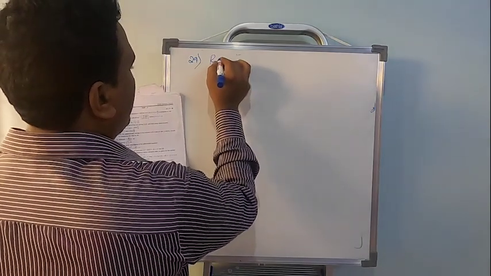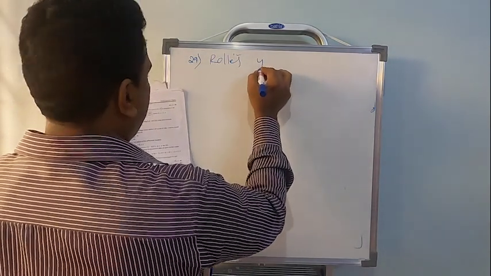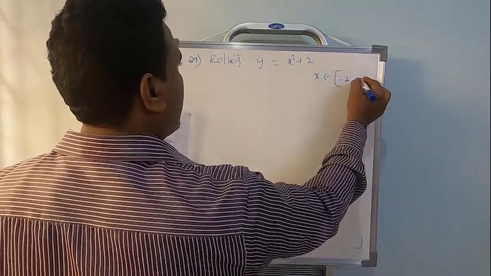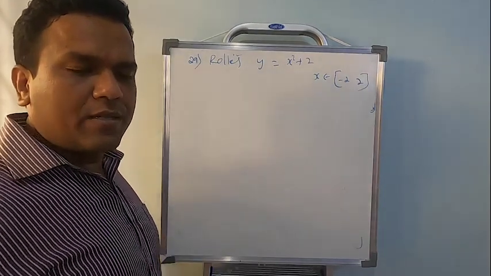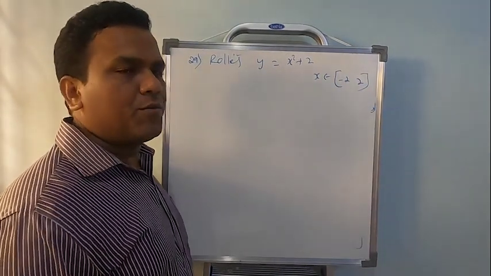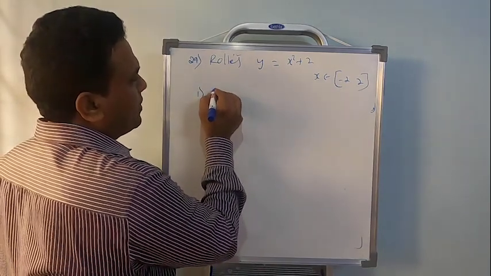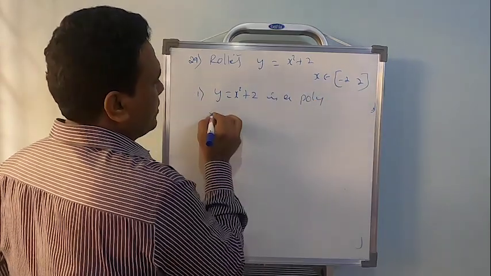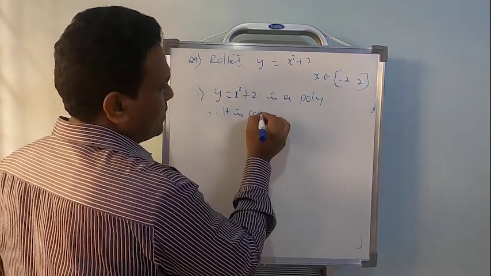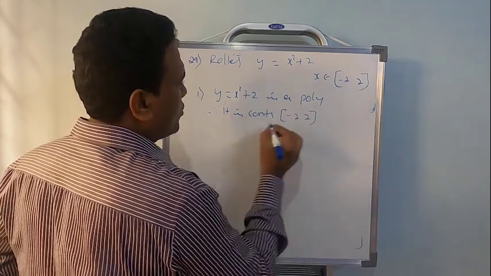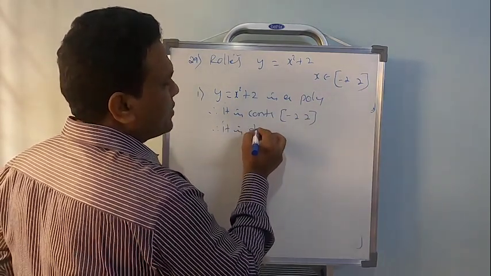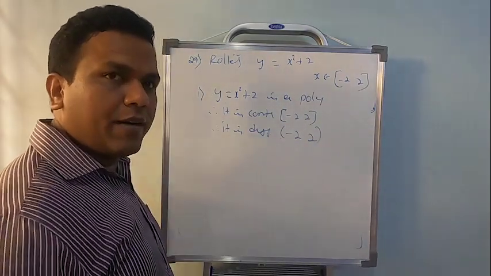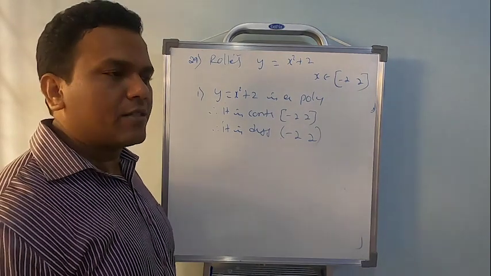Verify Rolle's theorem. You have to verify Rolle's theorem for the function y is equal to x square plus 2, x belongs to the closed interval minus 2 comma 2. So students, first 2 conditions remain the same for all the problems. First thing what we have to write, y is equal to x square plus 2 is a polynomial. Therefore it is continuous in closed interval minus 2 comma 2. Therefore it is differentiable in open interval minus 2 comma 2. It's compulsory, you have to write continuity and differentiability condition. These are the steps of Rolle's theorem.